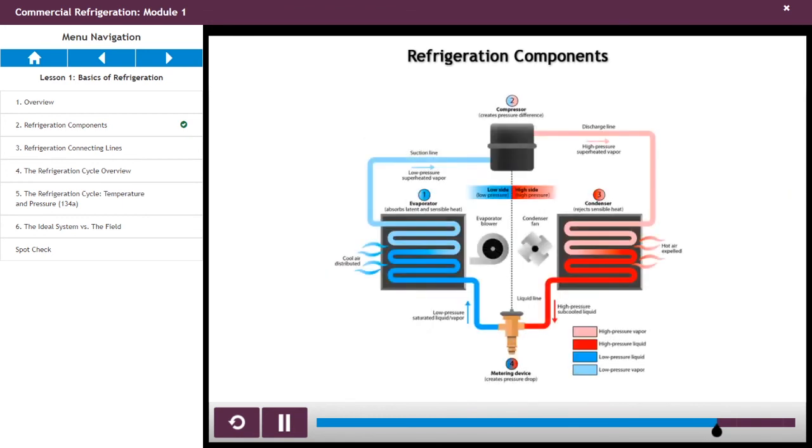Now that we know the basic components of the system, let's look at how the components of the system are connected.